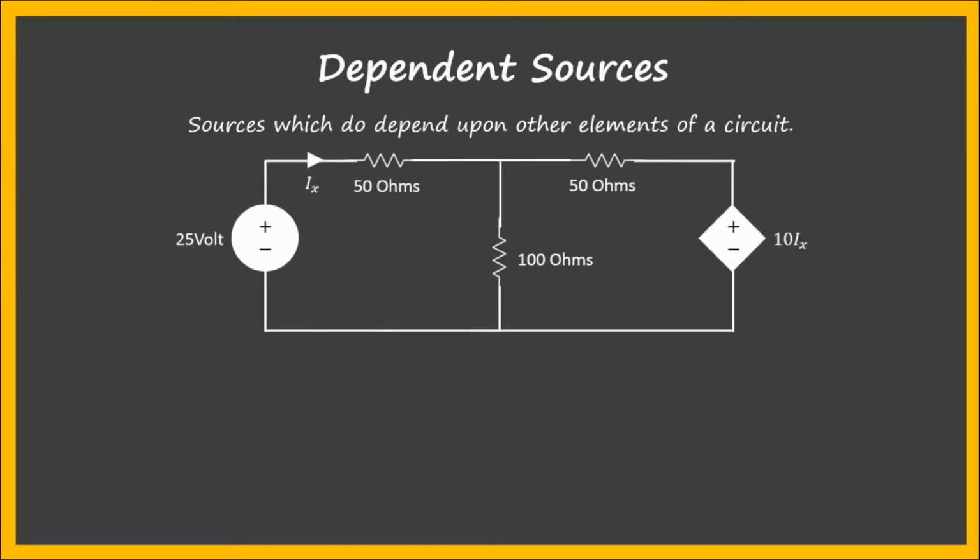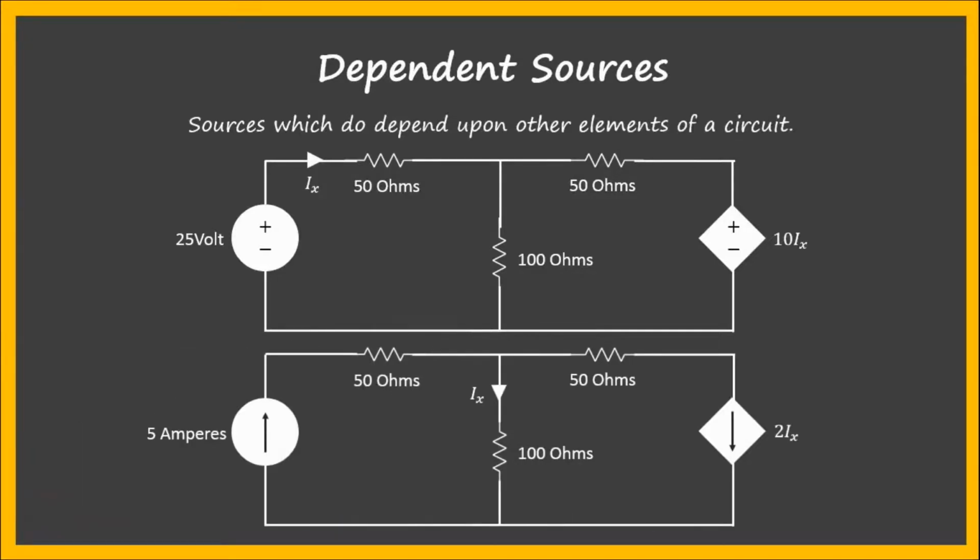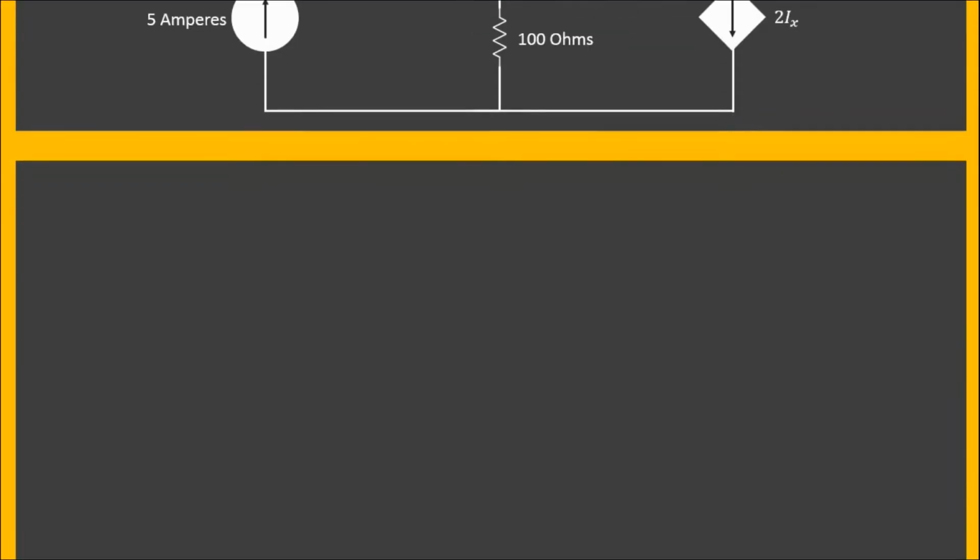As you can see on screen, there is a source with a diamond shape. It is a dependent voltage source. Why? Because its value depends upon the value of current which is across the resistor of 50 ohms. Similarly, in the second circuit the dependent current source is dependent upon some value of Ix. Okay, let's now start doing nodal analysis.